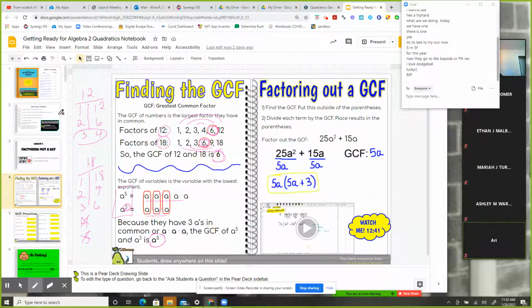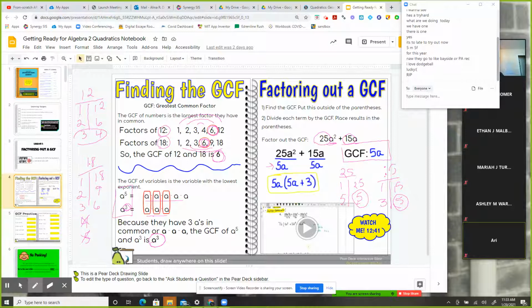Okay. I do want to talk about this one though. So if you look at the numbers, the 25 and the 15, and we make our little charts, 25 is 1 and 25. 2 doesn't work, 3 doesn't work, 4 doesn't work, but I can do 5 and 5. And then I can make my little chart with 15. My stylus is being weird today. 1 and 15 and 3 and 5. We can see that 5 is my common factor. So I'm going to take out the 5, and then I've got a's in common. So I've got a squared and a. I'm going to take out the a, right? This is my greatest common factor.